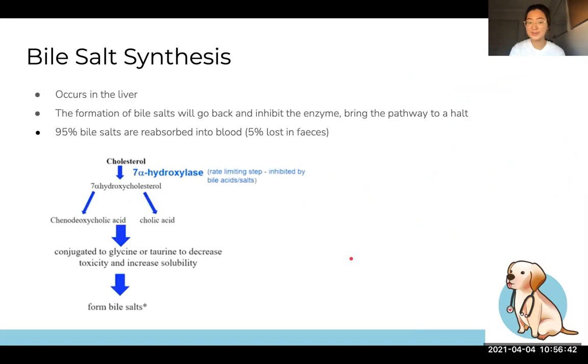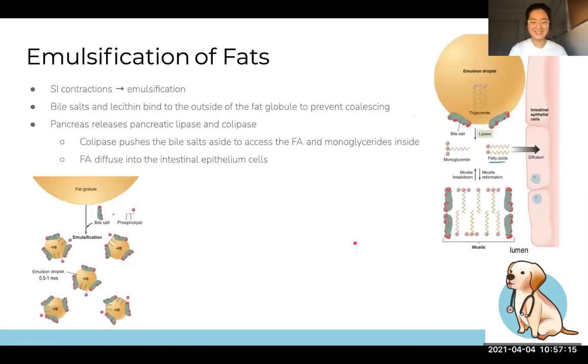In terms of bile salts, bile salt synthesis goes on in the liver. We start off with cholesterol. Through a series of steps that you don't need to know about, you get the formation of bile salts. One important thing you do need to know is 7-alpha hydroxylase, an enzyme that is necessary in the production of bile salts. If you have a lot of bile salts being produced, that causes a negative feedback loop where 7-alpha hydroxylase will be inhibited, and then you're going to have less bile salts being produced. That's all you really need to know for that.